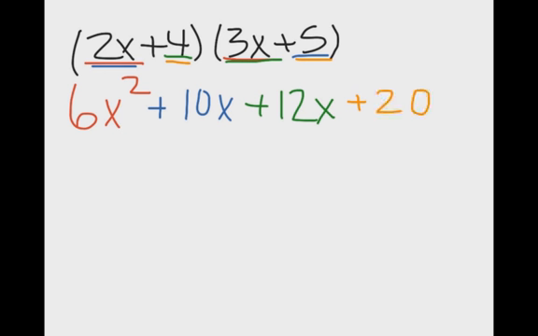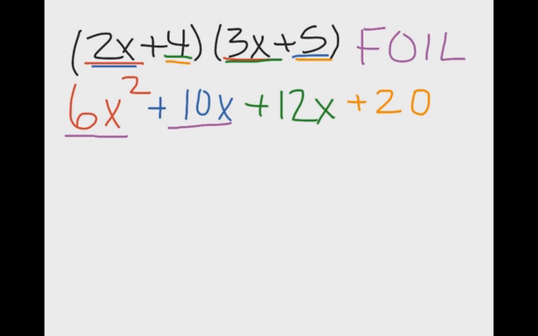When multiplying a binomial times a binomial, a common term is FOIL. The F stands for multiplying the first terms, so that would be how we got our 6x squared. We multiplied 2x and 3x, which are the first terms in each of our polynomials. The O stands for the outer values, so that would be to get our 10x. So we took 2x, which is on the outside, and 5, which is also on the outside.